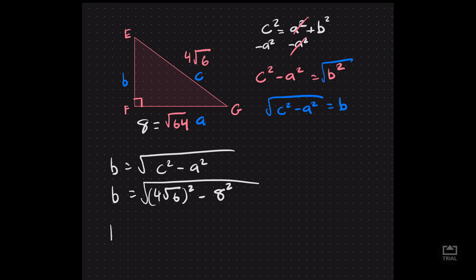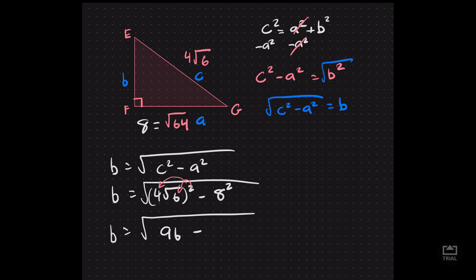So now we have b equals the square root of, well, 4 root 6 is squared, so I need to square the 4 and I need to square the root 6. Well, 4 squared is 16, and root 6 squared, which is root 6 times root 6, is 6. So essentially what we have here is 16 times 6. So 16 times 6 is going to be 96. So this ends up equaling 96.